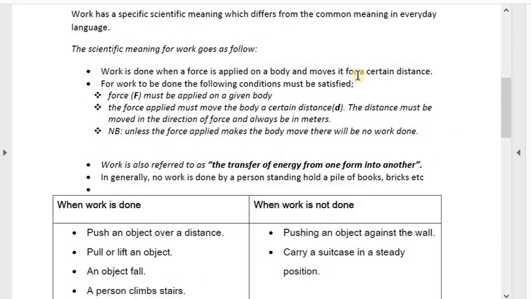So I gave you the definition that we want to use here in physics. You can read on this definition and you will find that work is done when a force is applied on a body and moves it for a certain distance. You will find that this is critical when you talk about work. If there is no distance moved in physics, then no work has been done.